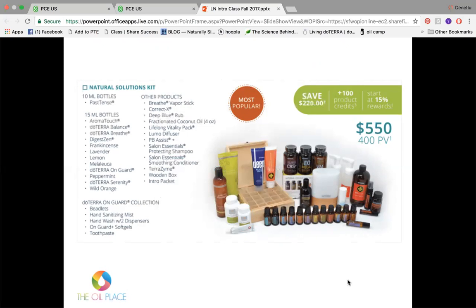So as you can see, there is a whole list of products that are included in the Natural Solutions Kit. And the reason I love this one is because it comes with the Lifelong Vitality, and this is the new Lumo diffuser. The one that was pictured before is the Aroma Light diffuser, but they're very comparable diffusers. This is the one that I started with, and I'm very happy that this is the one that I chose because I was able to sample a whole variety of doTERRA products.